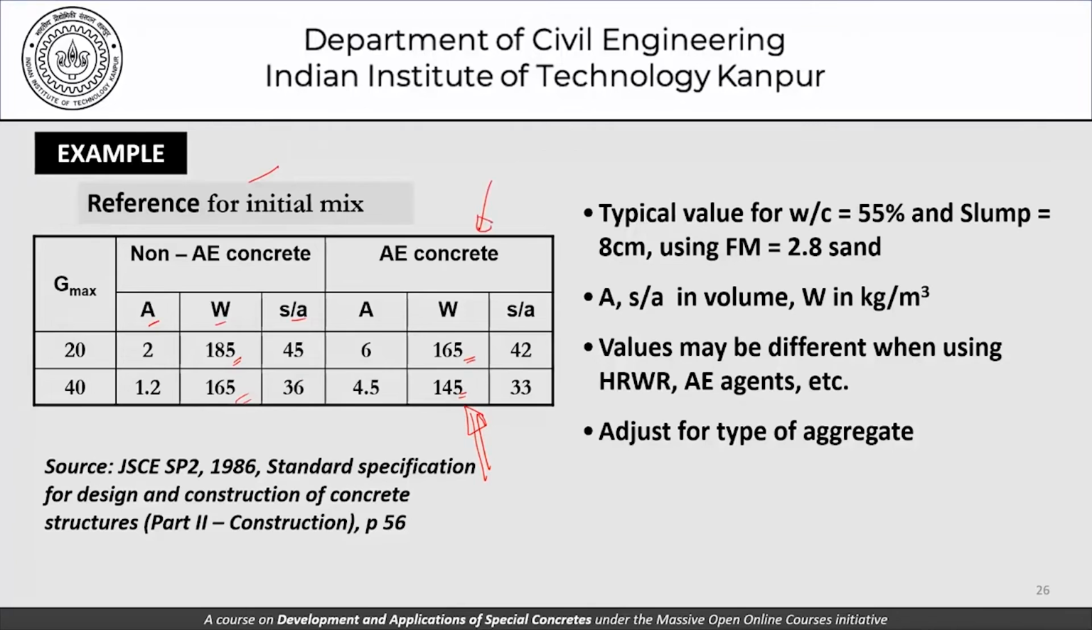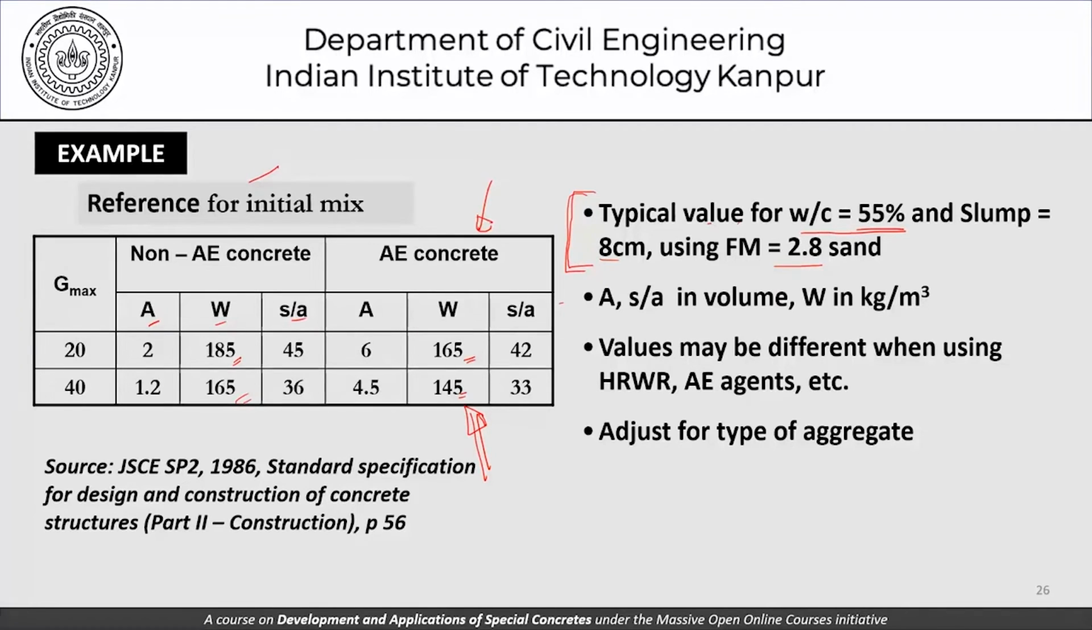These mixes or these values are for a typical value of water cement ratio being 55%, slump being 8 centimeters and the FM of sand being 2.8. Using this as the base, we are expected to design our concrete mixes. If we require a different slump, we change these values. If we require a different water cement ratio, we change these values. How that change is to be done is something which we will surely see.